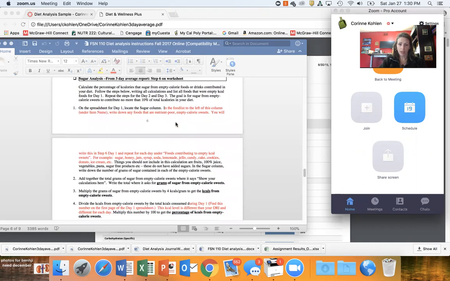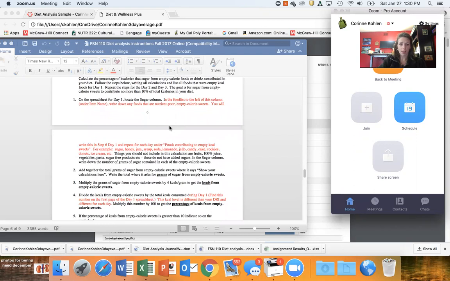So things that are going to count to this are like soda, honey, jam, sugar that you added to your coffee, jello, candy, cookies, donuts, ice cream. Things that do not count: 100% fruit juice, vegetables, pasta, sugar-free products, bread, potatoes, rice, things like that.